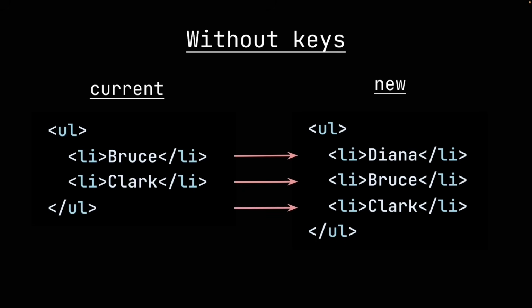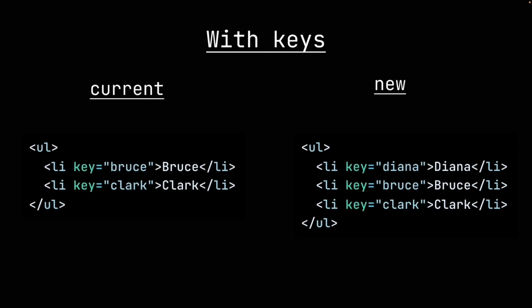That's not actually what happened though. We just added Diana and shifted everything down. But React doesn't know that because it's only looking at positions. React is basically rewriting the entire list when all we did was add one name at the top. Our list is just 3 items, but imagine doing this with 100 or 1,000 items. That is incredibly inefficient. But when each item has a unique key, React can track the items by their keys instead of positions and update the UI efficiently.